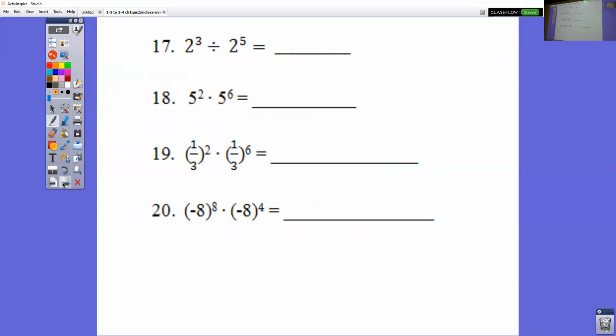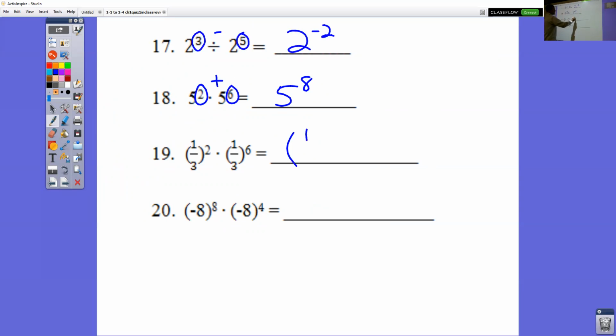Go ahead and try the last 4. Number 17, we keep the base the same. It's a dividing question. Keep the base the same and subtract the exponents. 3 minus 5 is -2. In number 18, it's a multiplying question. We keep the base the same. We add the exponents. 2 plus 6 is 8.